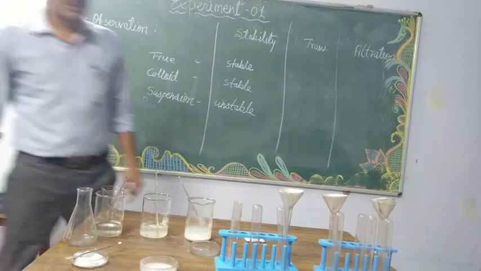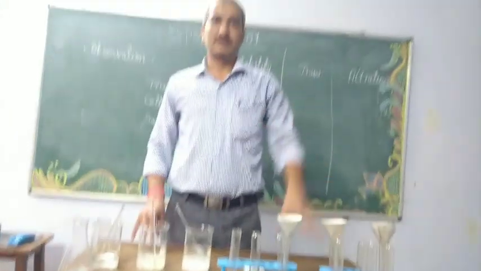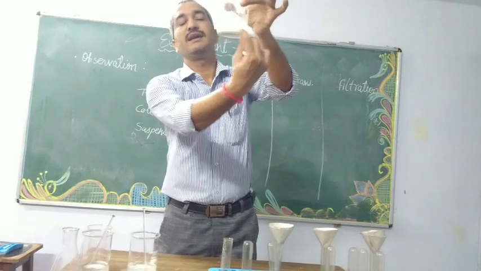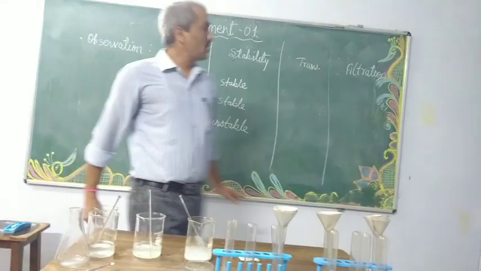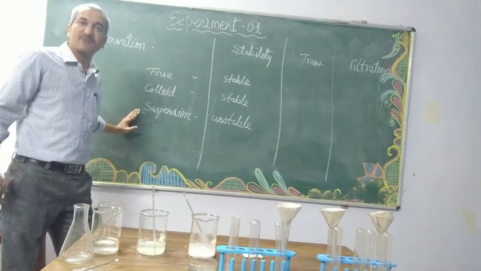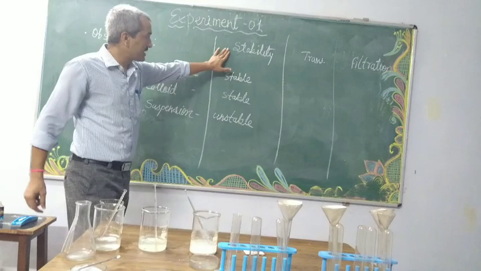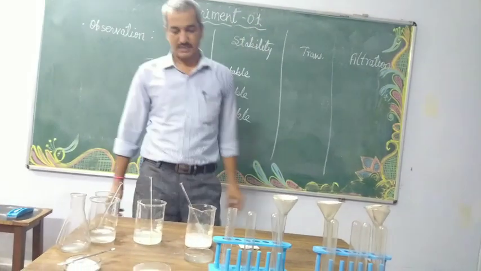Unstable means the solute particles deposit at the bottom when left undisturbed. जब उसे छोड़ दिया जाता है तो ये solute particles ये bottom में आप देख रहे हैं ये deposit हो गए. Got it? So we have compared the three types of solution by taking the example of each solution, and we have compared the stability. Now the second criteria is transparency.